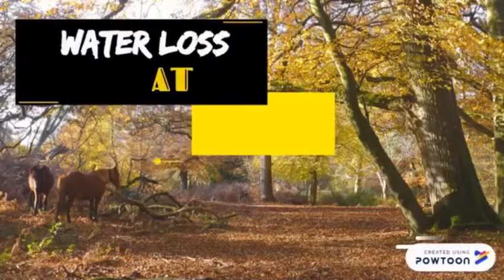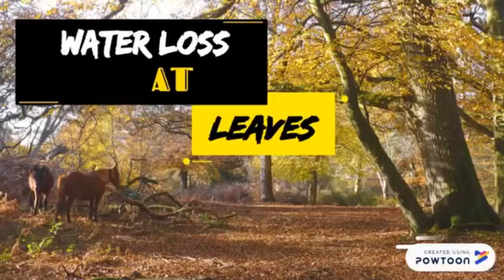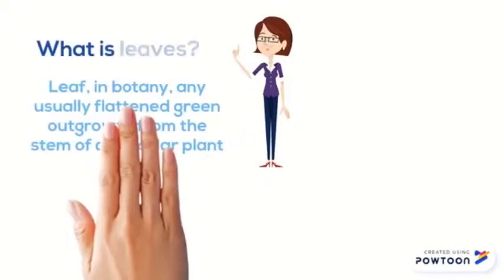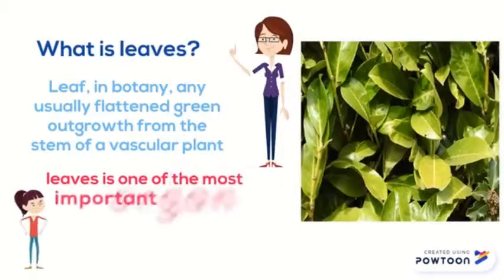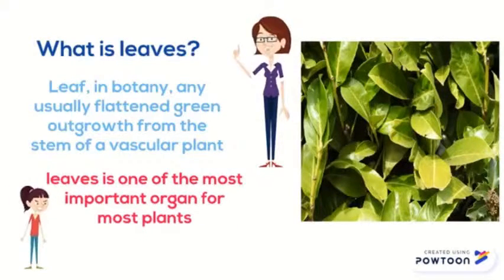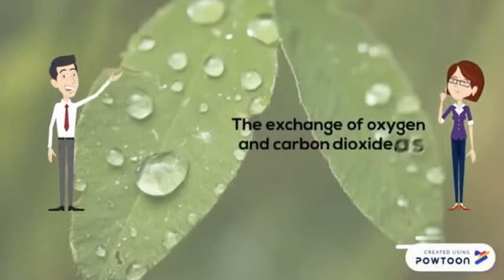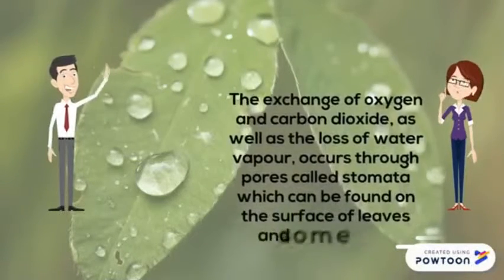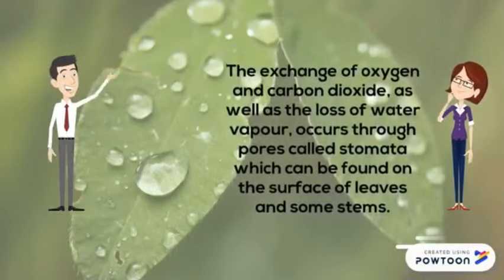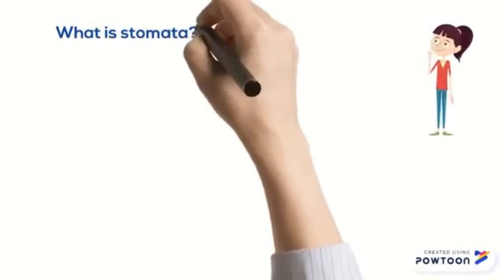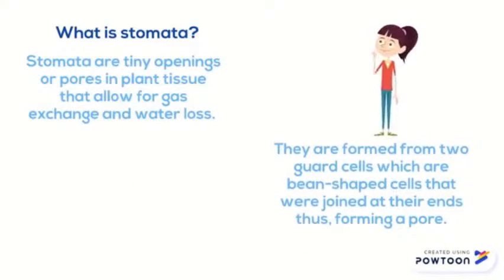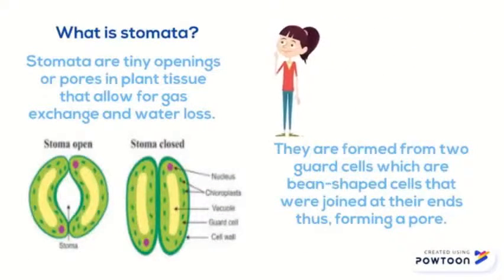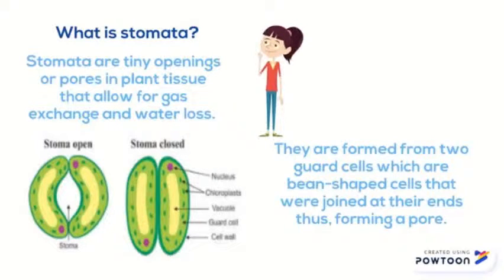Now, we are going to show how water is lost at the leaves region. First things first, we need to know what leaves are. A leaf is usually a flattened green outgrowth from the stem of a vascular plant. Leaves are a really important organ for most plants. The exchange of oxygen and carbon dioxide as well as the loss of water vapor occurs through pores called stomata. What are stomata? Stomata are tiny openings or pores in plant tissues that allow for gas exchange and water loss. They are formed from two guard cells that join at their ends, forming a pore.